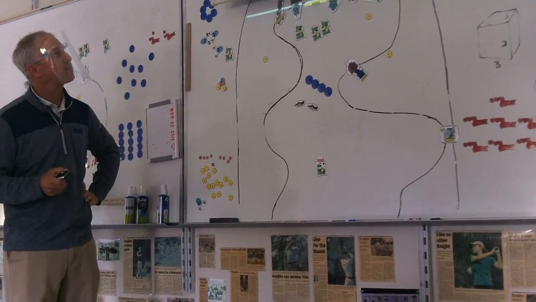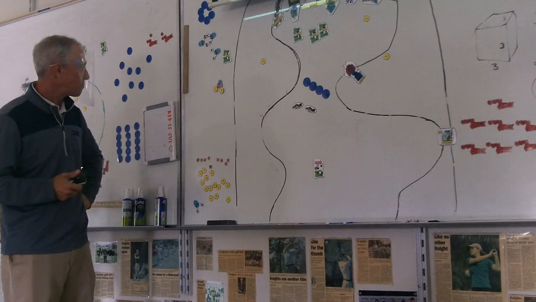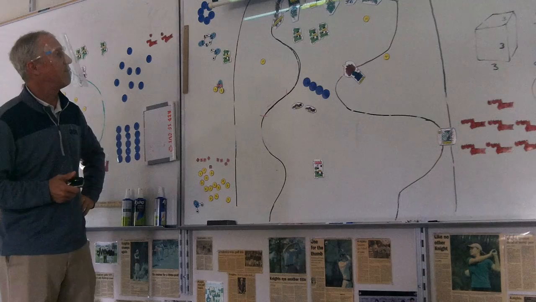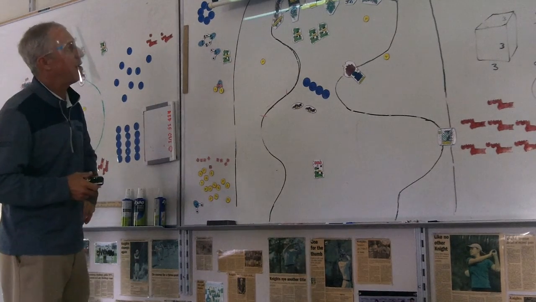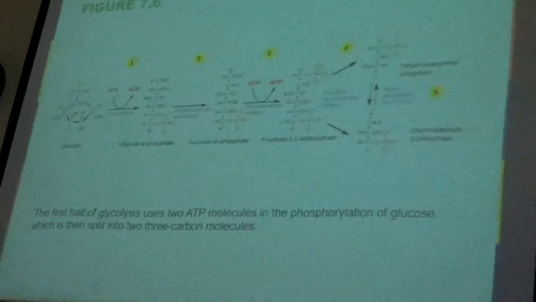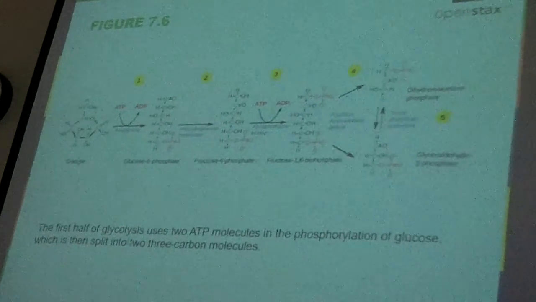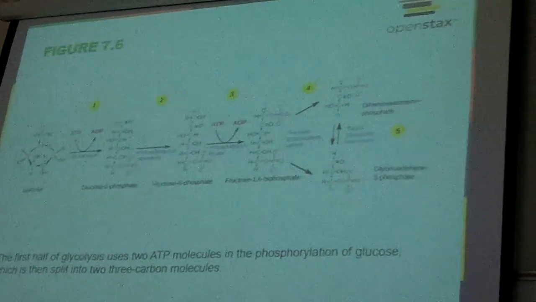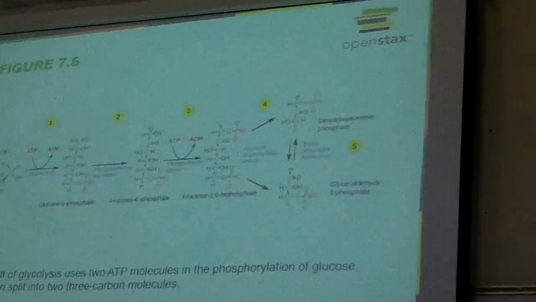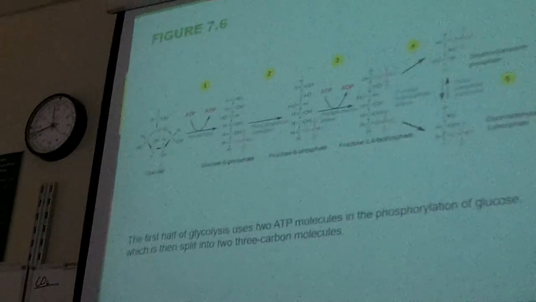Okay? So, how does this occur? How does the breakdown of glucose occur? Well, it starts with a process called glycolysis. Can you say glycolysis? Glycolysis. So, glycolysis, we take glucose. There's glucose at the start. I have a glucose molecule up here.